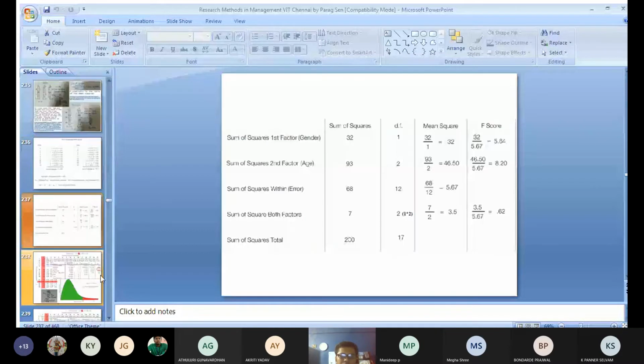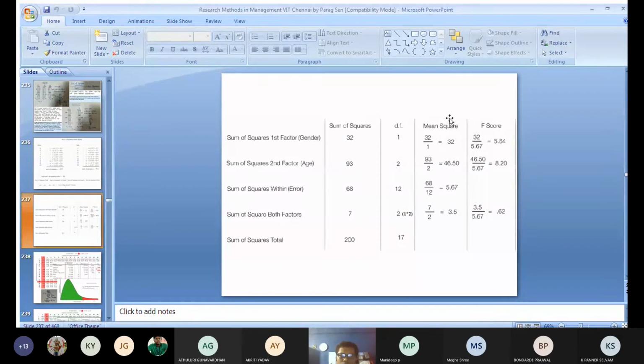So ultimately you have the total degrees of freedom 17, and your sum of square is equal to 200. So you can calculate the sum of square for both factors. If you add 32 plus 93 plus 68, and then subtract the result from 200, you will be getting the sum of square for both factors. And similarly for the degrees of freedom, the total degrees of freedom is 17, so it is 12 plus 2, 14 plus 1, 15. So the degrees of freedom for both factors will be 17 minus 15.